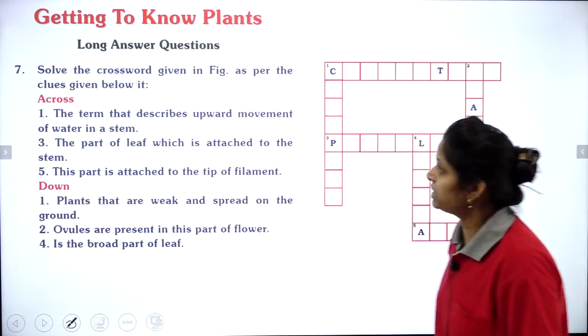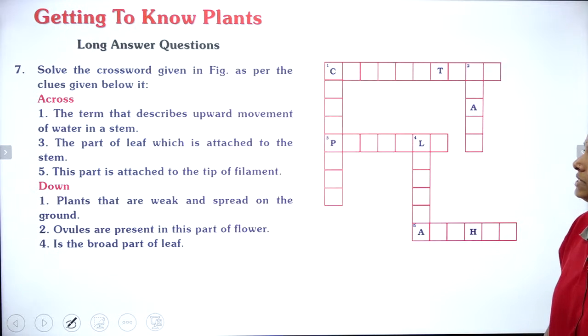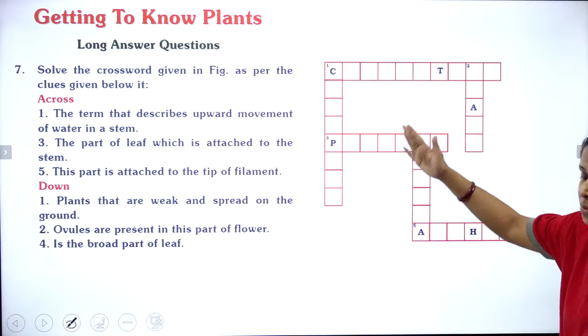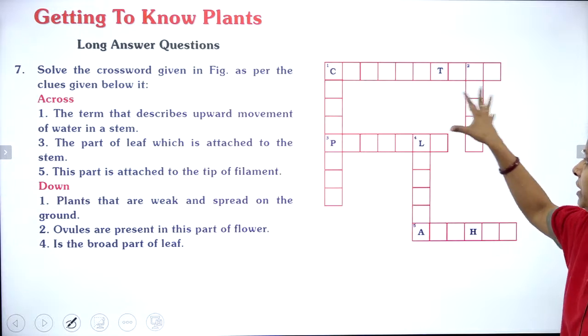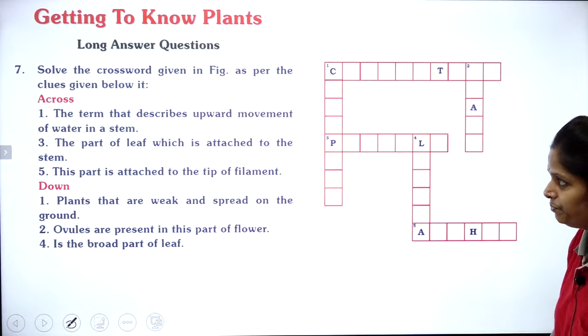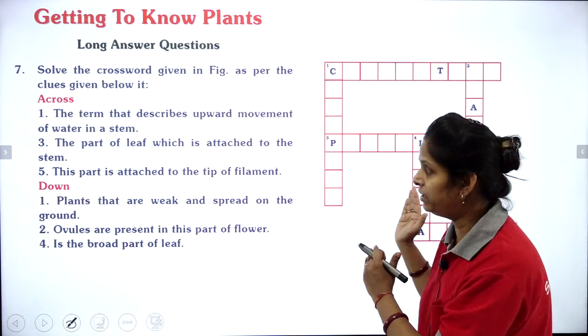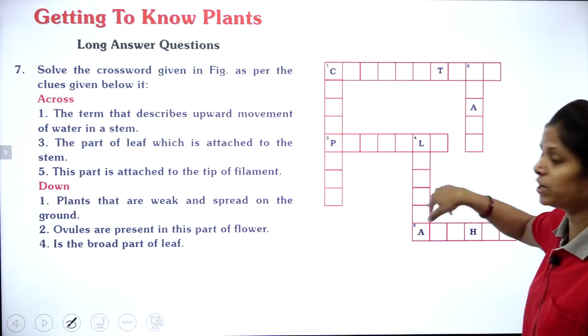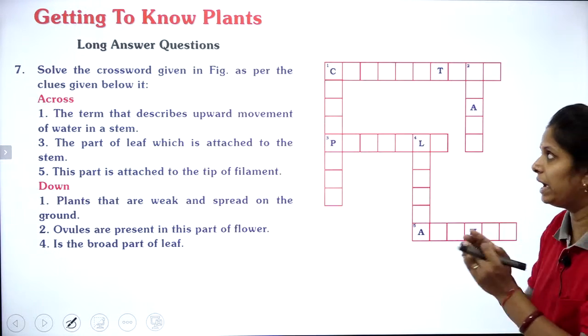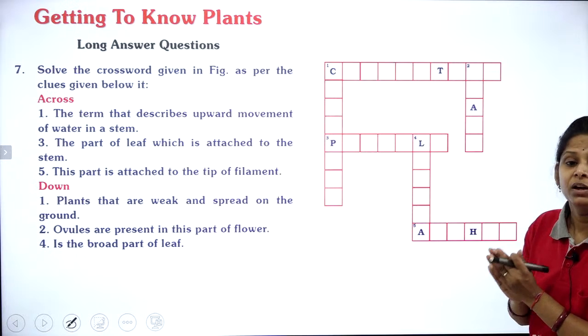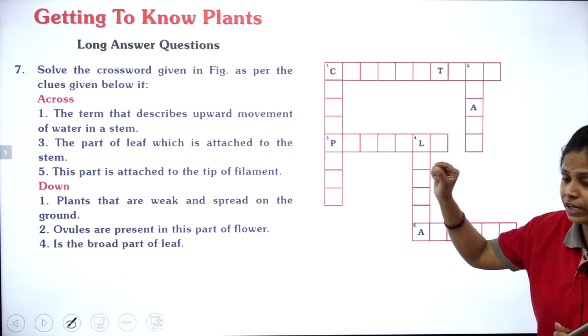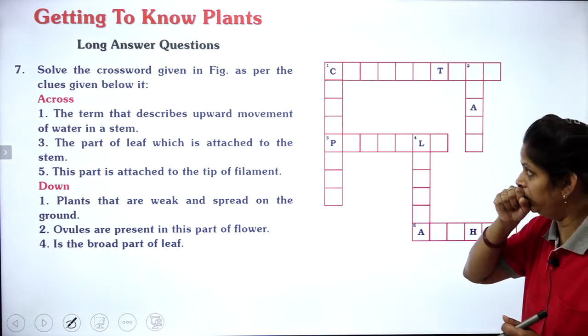Now next we'll see question number 7. Solve the crossword given in the figure as per the clues given below it. You can see clues are there, and now we have to complete this puzzle. At first we'll see across. Across means left to right. First point is there. At first we have to select the box where we have to write down this particular word.